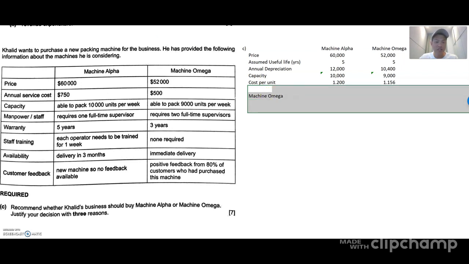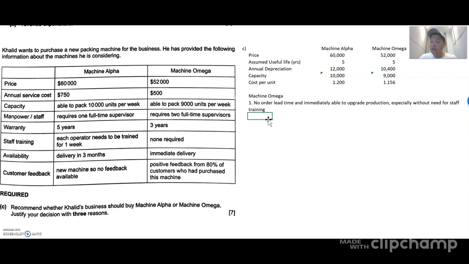The first reason is, if you look at the order lead time and the staff training, omega, once you purchase it, you can straight away upgrade your whole production facility. And maybe you are in need of this packing machine, or your old packing machine has broken down and you really need to get a new one, and this will give you immediate usage in that sense.